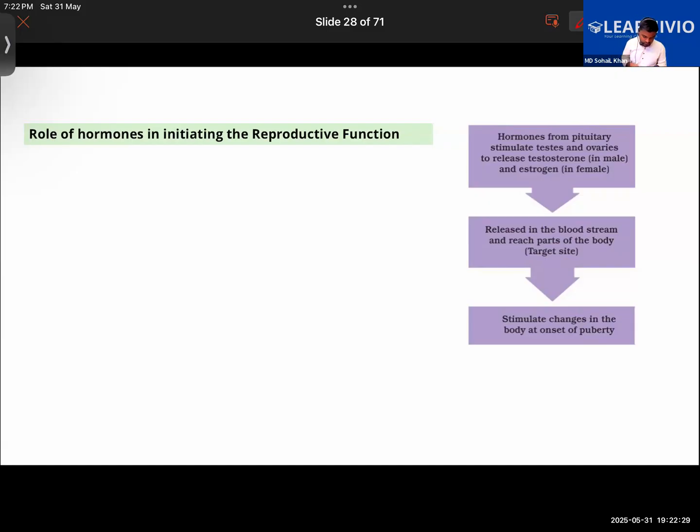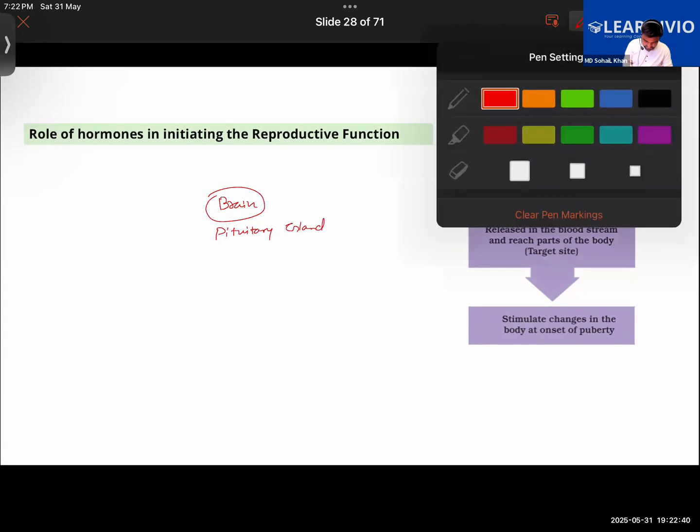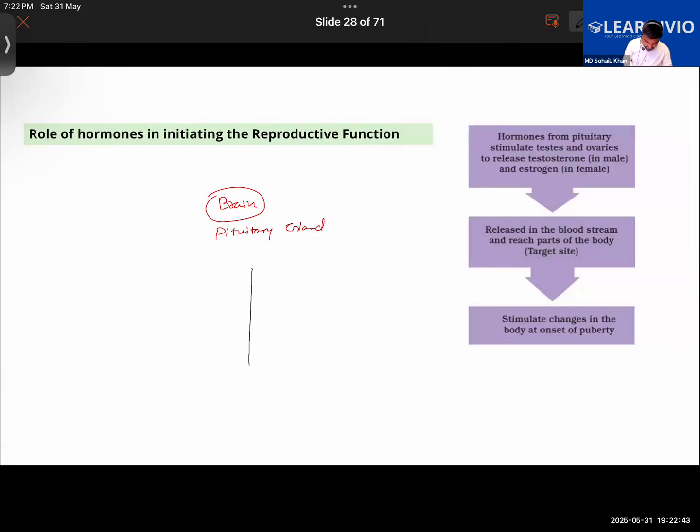Let me show you over here. In our brain we have the master gland, the pituitary gland. The pituitary gland is sending hormones to the testis and ovary.